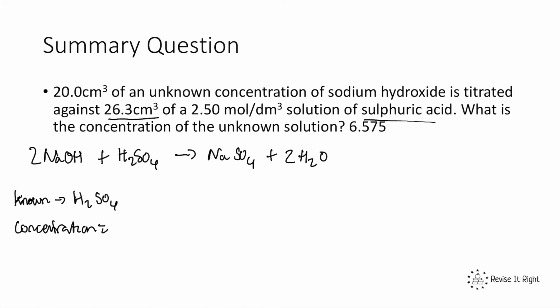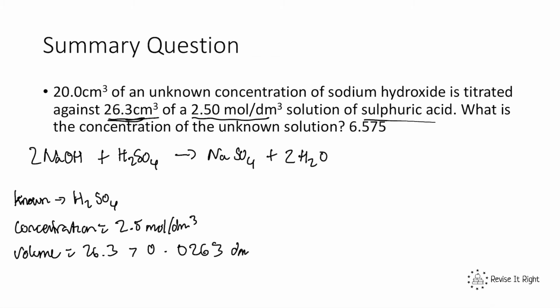Our concentration is 2.5 moles per dm cubed, and then our volume is 26.3, but we need to convert that, don't we, to decimeters cubed, so we're going to divide it by 1,000 to get 0.0263 decimeters cubed. We can then work out the moles using the equation moles equals concentration times volume.